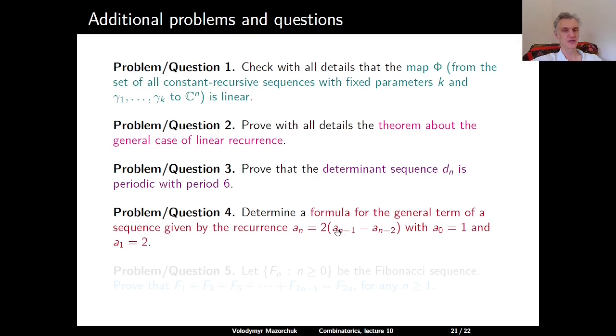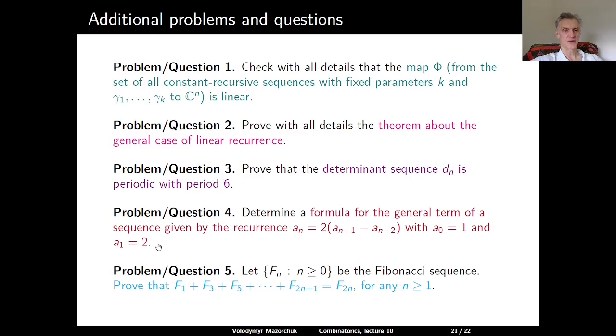Problem question 4. Determine a formula for the general term of a sequence given by the recurrence an is equal to 2 times an minus 1 minus an minus 2, and with the initial values a0 is equal to 1 and a1 is equal to 2. And problem question 5. Let fn be the Fibonacci sequence. Prove that f1 plus f3 plus f5 plus and so on plus f with the index 2n minus 1 is equal to f(2n) for any n.